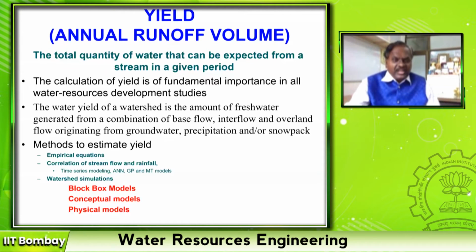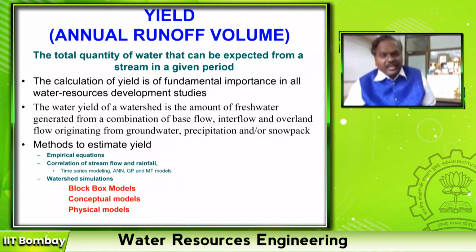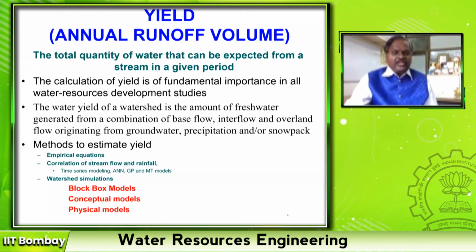The second one is correlation study between the observed stream flow and observed rainfall. Or nowadays we are using this watershed simulations, right? Like our physical model, conceptual model, right? Data mining techniques, or sometimes we use this finite difference, finite element, all comes under this watershed simulations. Let us see one by one, right?